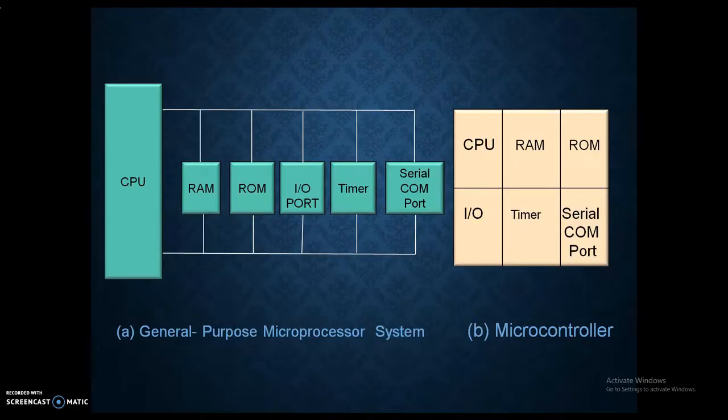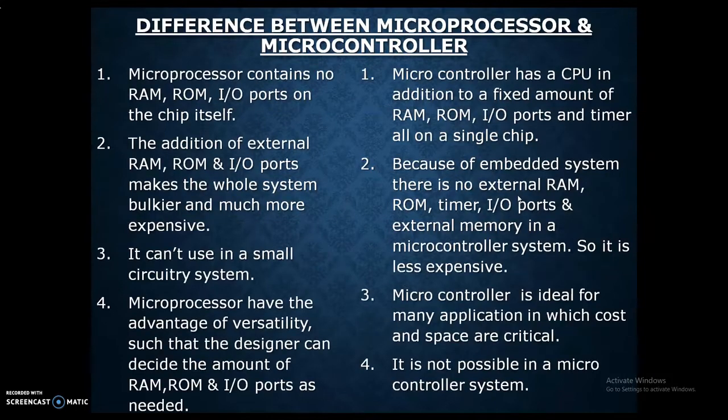This is the pictorial representation of the microprocessor and microcontroller. You can see the clear difference in the picture. The RAM, ROM, IO port, timer and serial communication ports are connected externally with the CPU. And in the microcontroller, the CPU, RAM, ROM, input output ports, timer and serial communication ports are embedded on chip.